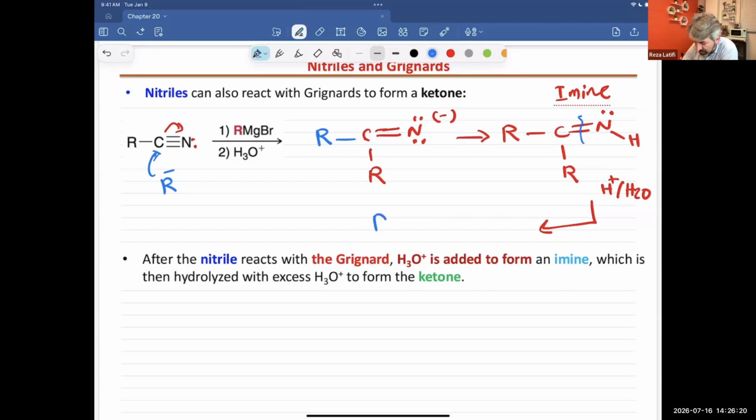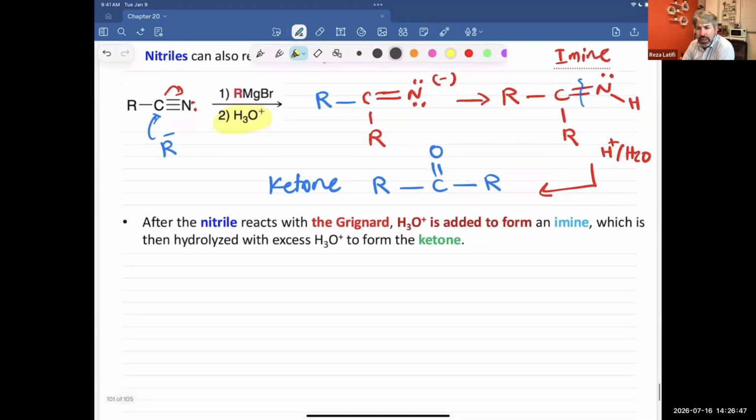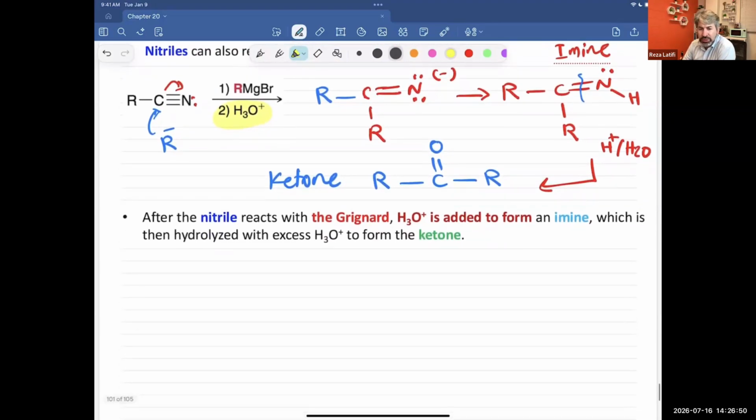So that's going to give us R, C, R, and the double bond of CN will be replaced by CO. So we got a ketone. If you take cyanide and treat it with 1 mole of Grignard reagent, and next step treat it with aqueous solution, you can get a ketone from it. So you need to treat it with aqueous solution in order to get technically a ketone.